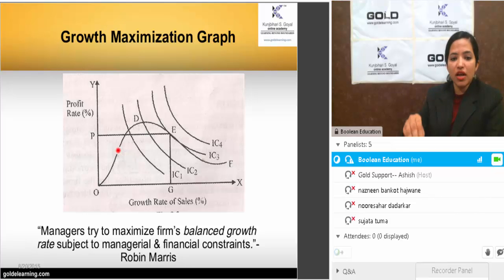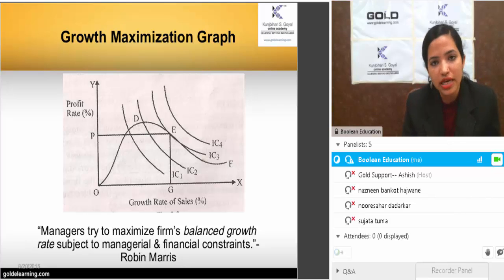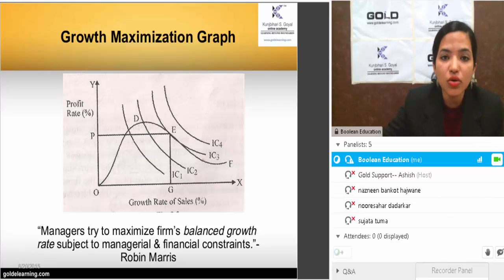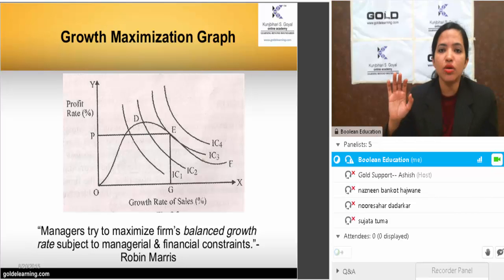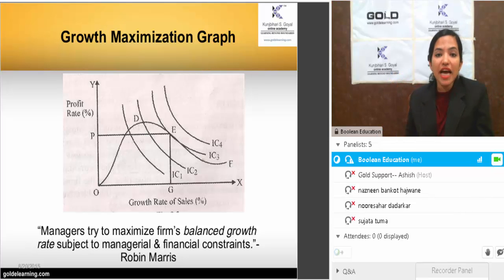So you have IC1, IC2, IC3 and IC4. We have four indifference curves here, right? Obviously, a higher indifference curve will give you more profit or more growth. A lower indifference curve will give you less growth. Where is the equilibrium point? Everyone knows. Like हमने isocost भी पढ़ा. When tangency होता है, that is the equilibrium point. When there is tangency, it will be the equilibrium point, right?